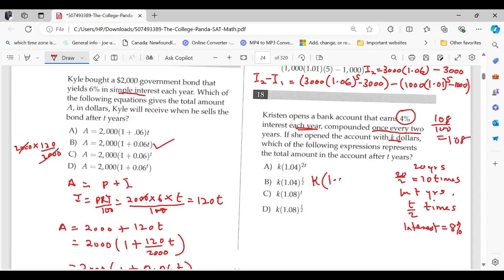So this is 1.08. How many times will that be compounded? T over 2 times. Just like in 20 years, it's going to be compounded 10 times, 20 over 2, because it takes every 2 years to compound the account. So this is the model that we are going to get. And this corresponds to which one here? Into 1.08. So that's option D. We see that option D for number 18.